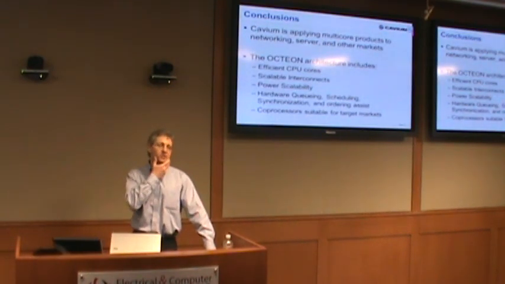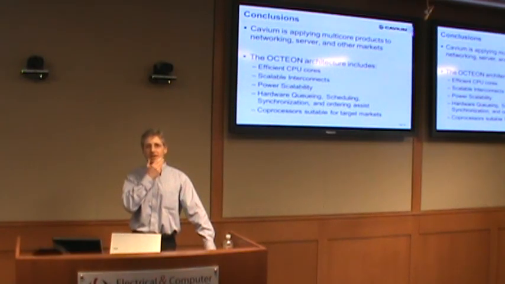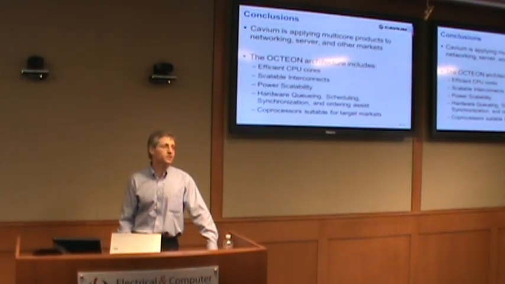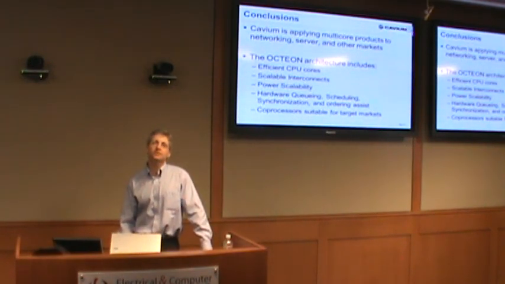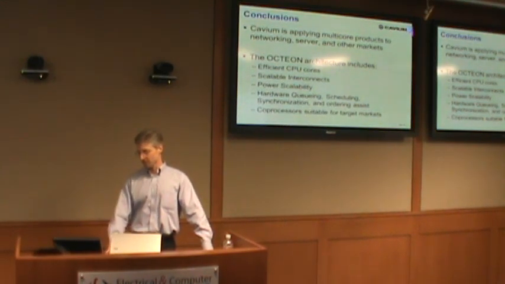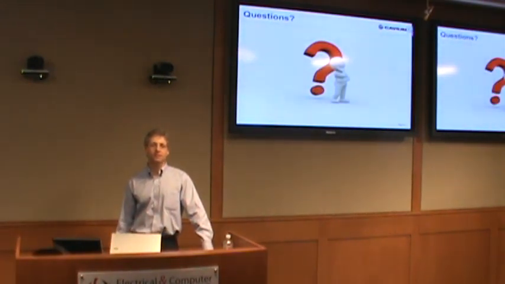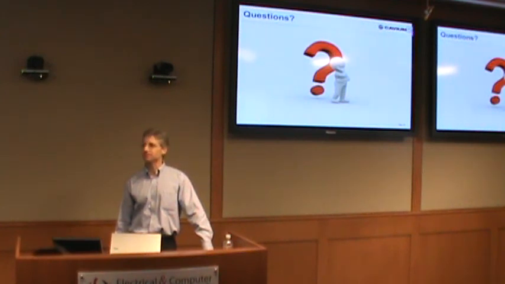So this is the conclusion on the main portion of the talk. At Cavium, we have been applying multi-core products to networking, server, and other markets for a number of years now, successfully. We discussed the Octeon architecture and how it has efficient CPU cores, scalable interconnects, its power capabilities, hardware queuing, scheduling, synchronization and ordering, and co-processors suitable for target markets. So maybe now is a good time to take questions on the first part of the talk.